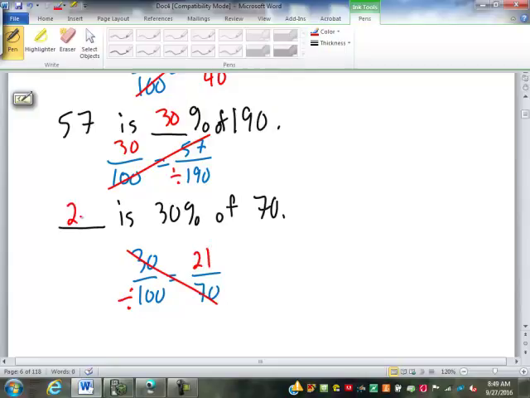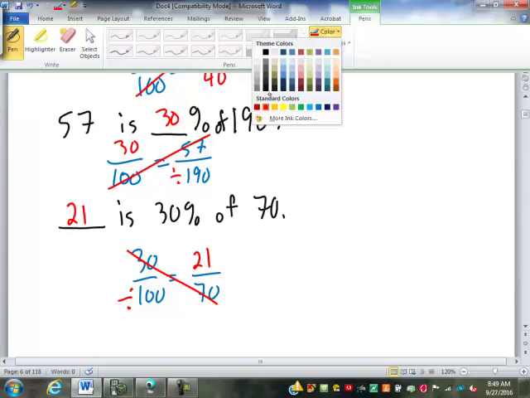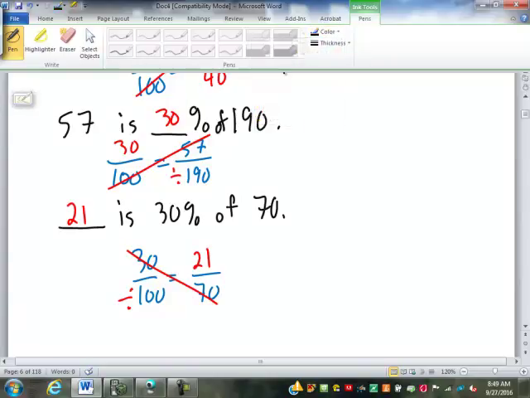Anybody have all three right? Anybody have questions on how to do them? Okay. Now, as I mentioned, I like these proportions for word problems, because when I start doing word problems, the proportions make things a little bit easier.